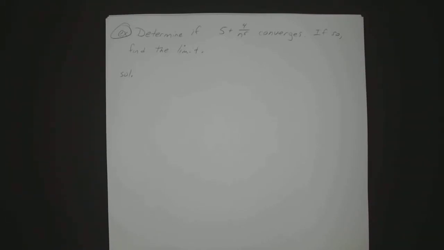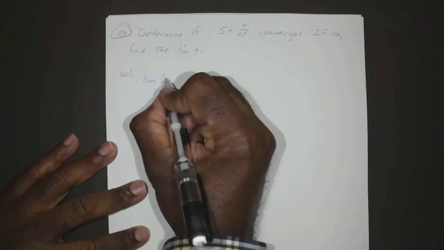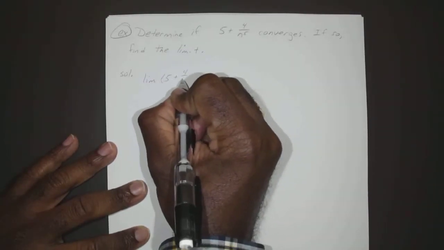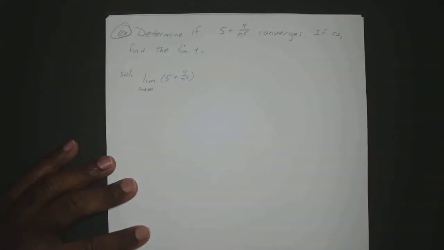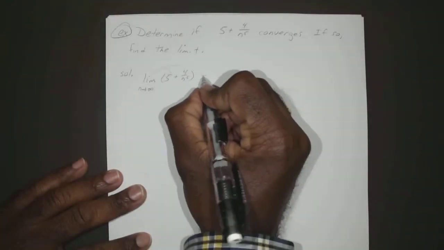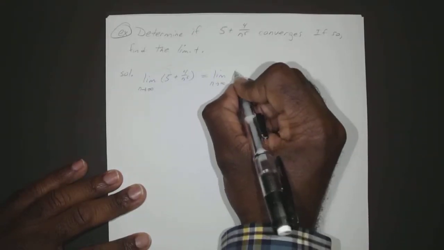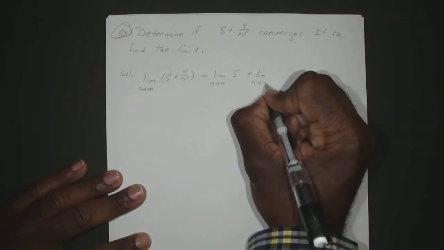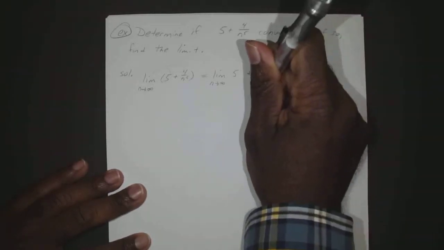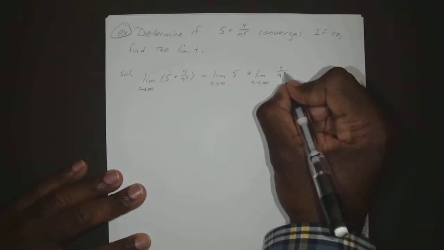All right, so just using our basic limit properties, the limit of 5 plus 4 over n to the fifth power as n approaches infinity, we can just distribute the limit to both. So the limit as n approaches infinity of 5 plus the limit as n approaches infinity of 4 over n to the fifth power.